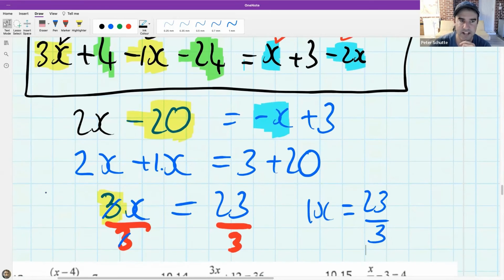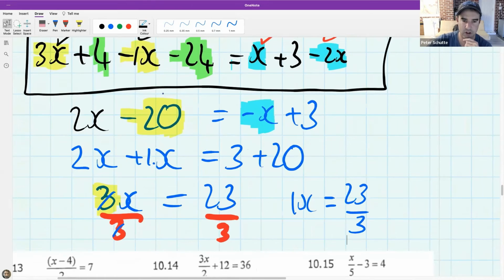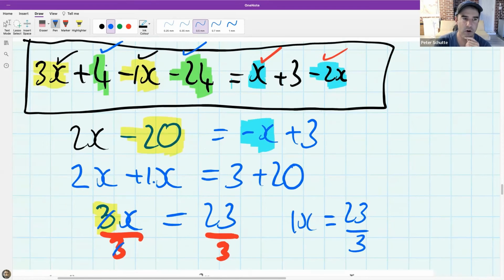So step 1 was to collect what I called the like terms. If we go back to the very beginning, you'll notice that the two yellows, this one and this one, give us this. Then this one over here and this one over here give us that. And then this and this give us that. And then the 3 was already hanging around.